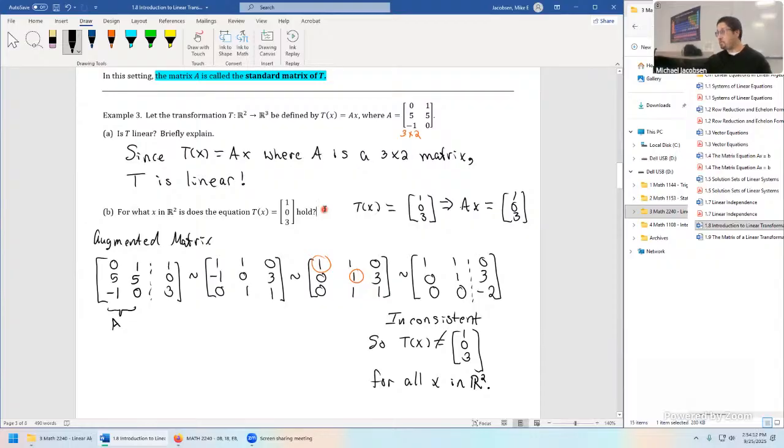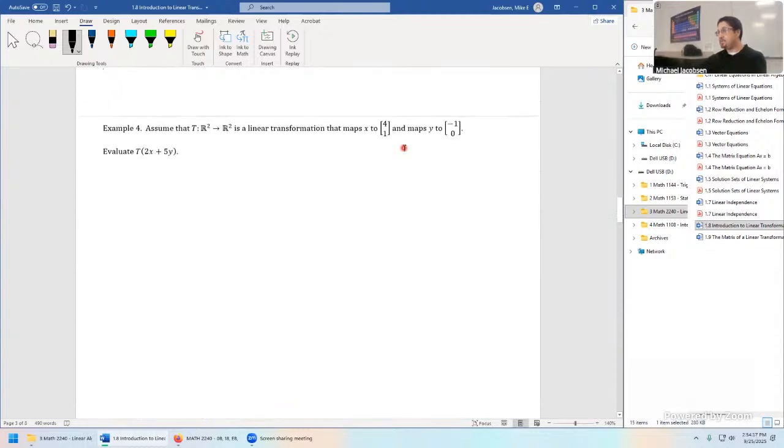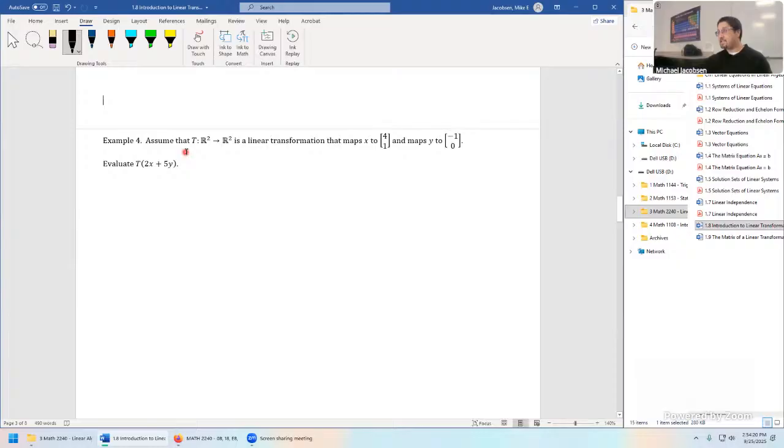Okay, so far, we haven't done a whole lot with our linear transformations. But this one's a special problem. It says assume T maps R2 to R2. Sometimes these are called linear operators, where the codomain and the domain are the same space. It's kind of a cool word, so let's say it here: an operator. That's also linear. We're told it's a linear transformation, and it maps x to (4, 1). It's kind of a mysterious statement there. It maps y to (negative 1, 0).